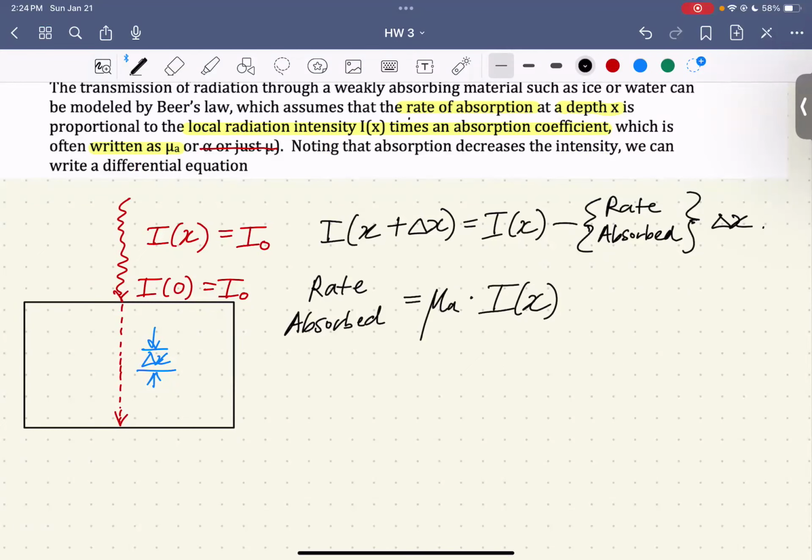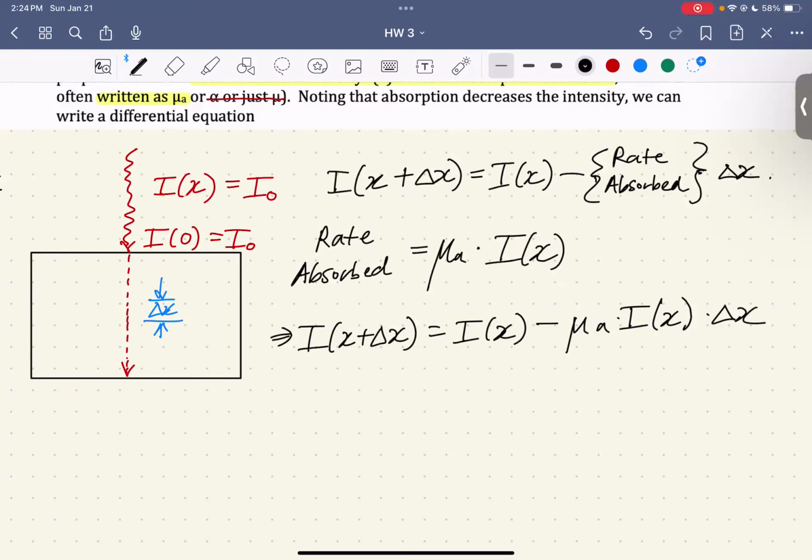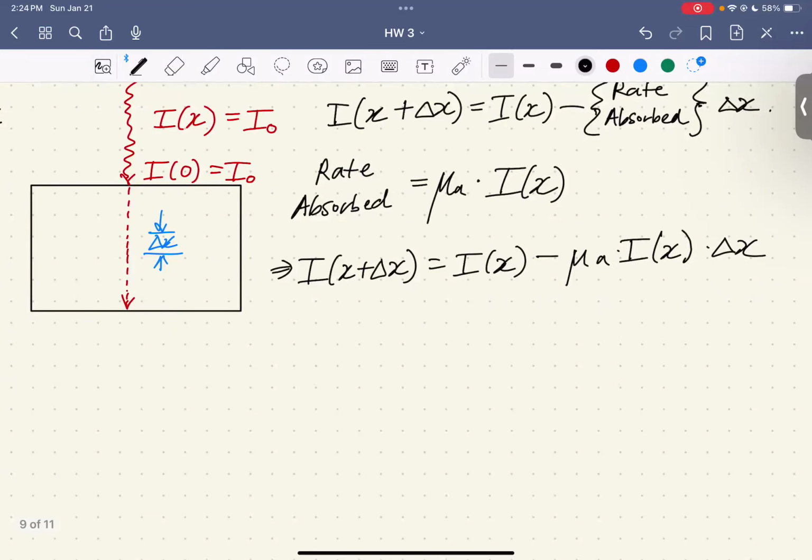Great. So that means let's plug in everything that we have here, and that's I of x plus delta x, just copying it from above, equal to I of x minus mu of A times I of x times delta x. Great. So doesn't that mean I can just use this formula from now on and answer all the questions? And the answer is no, right?